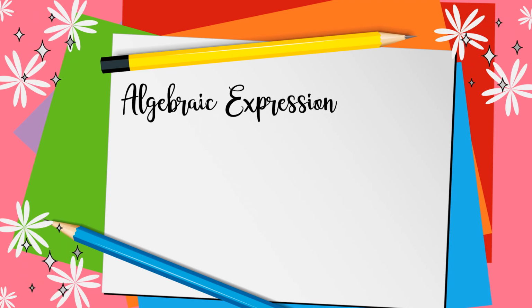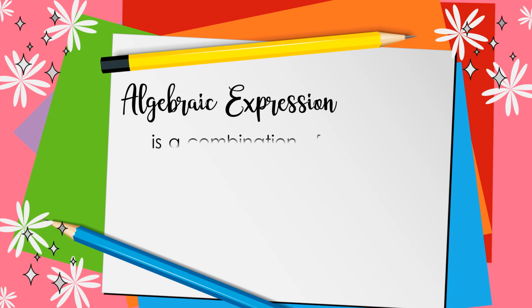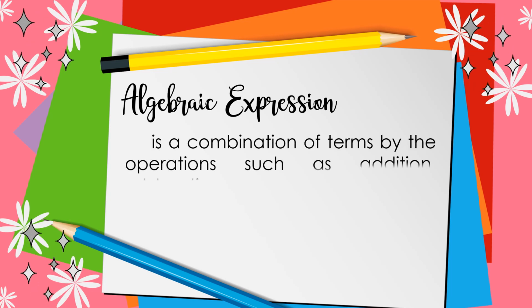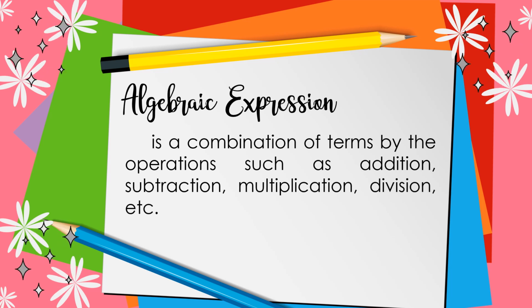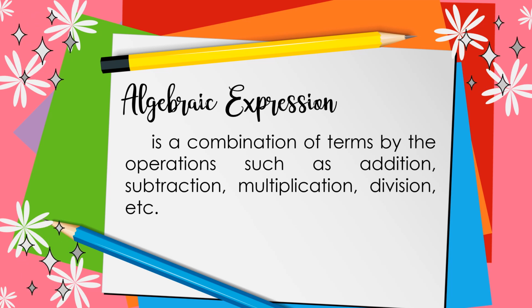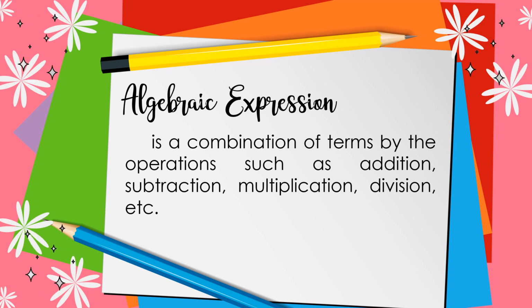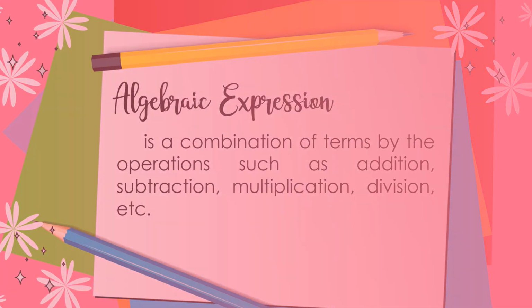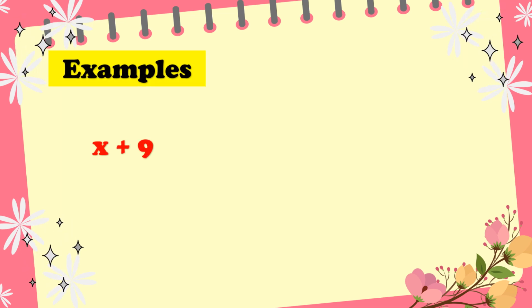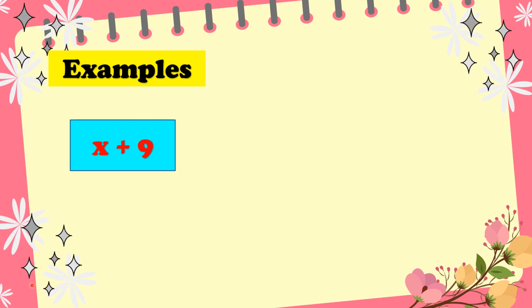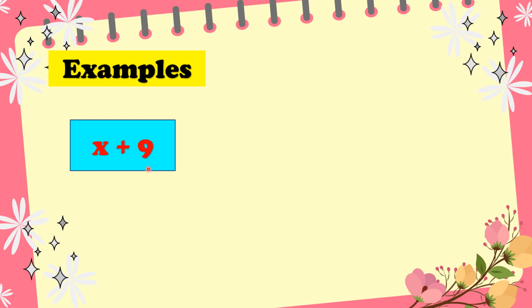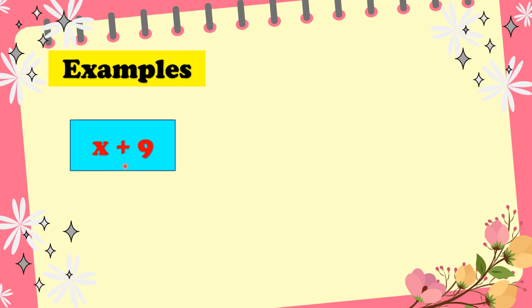What is an algebraic expression? It is a combination of terms by operations such as addition, subtraction, multiplication, division. Here are some examples. x plus 9. Kung susuriin natin, this is a combination of terms composed of a variable and a constant by addition.